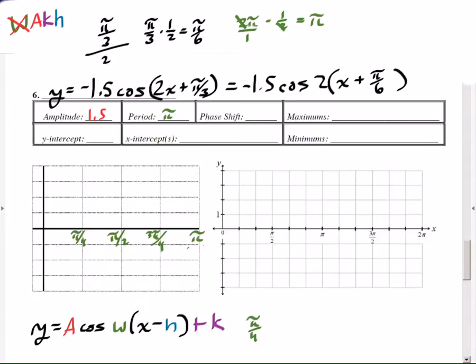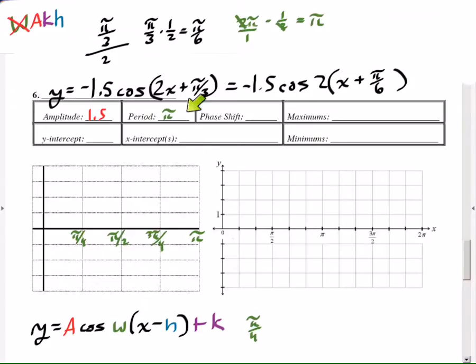Instead of it being 1, which is our normal sine and cosine function. Normal sine and cosine functions have an amplitude of 1. Alright, so that's our amplitude. Now, our amplitude is always positive. So what does that mean for the negative? What does the negative do? It switches our max and min. Yeah, it switches the max and the mins.